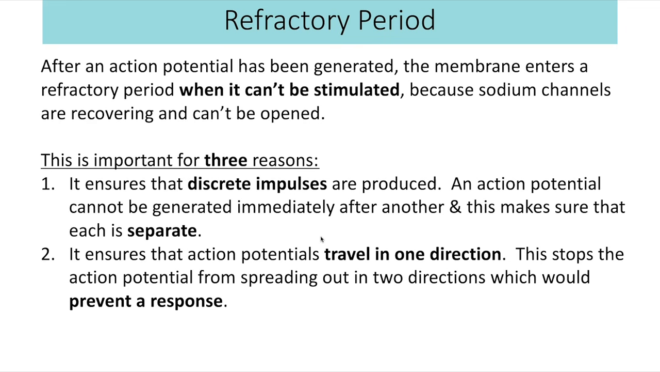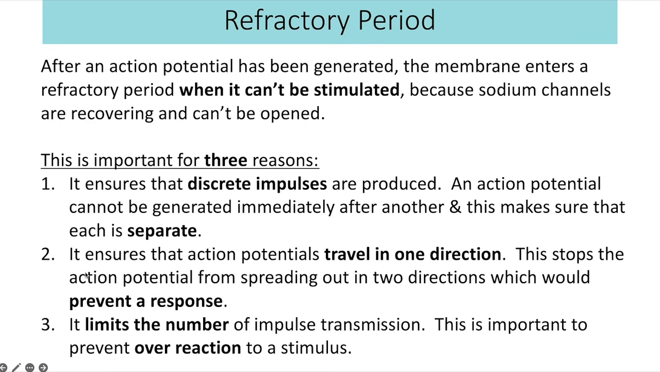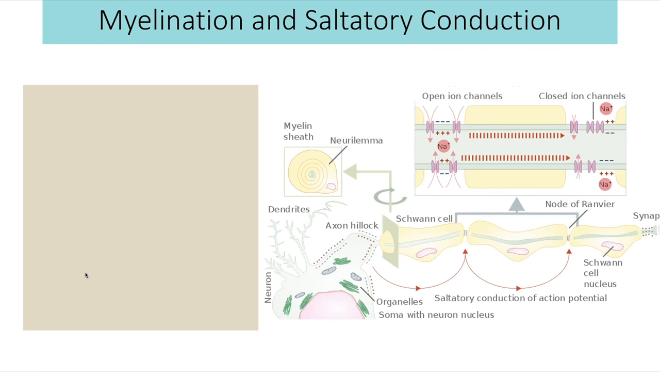It stops the action potential from spreading out and going backwards. And if it did go backwards along the axon, that would prevent it causing a response, because it wouldn't actually end up reaching the effector. And lastly, it limits the number of impulses, and that's important to prevent an overreaction to a stimulus.